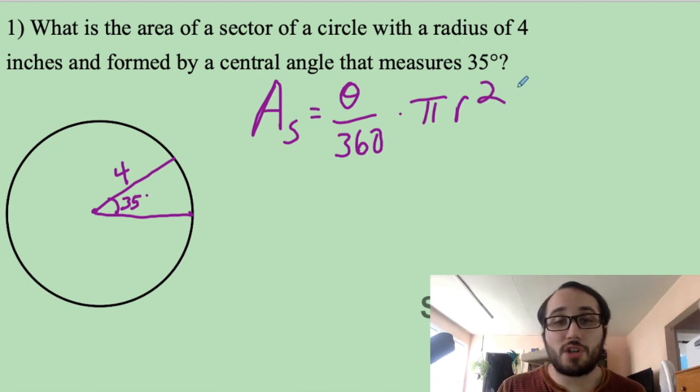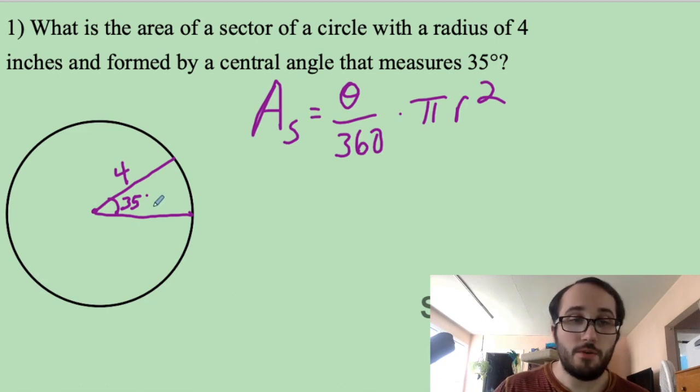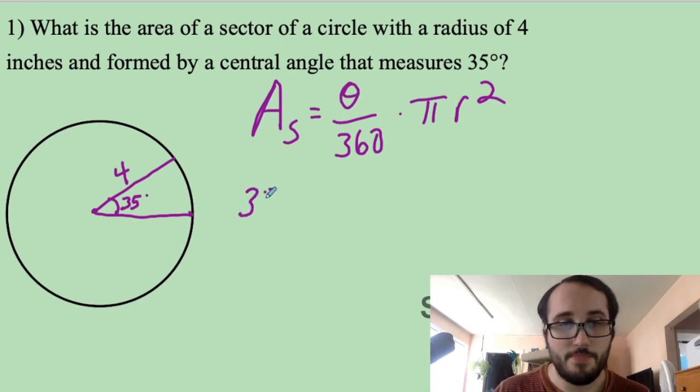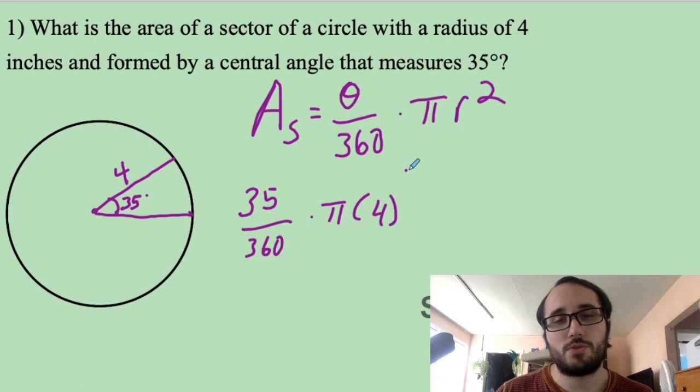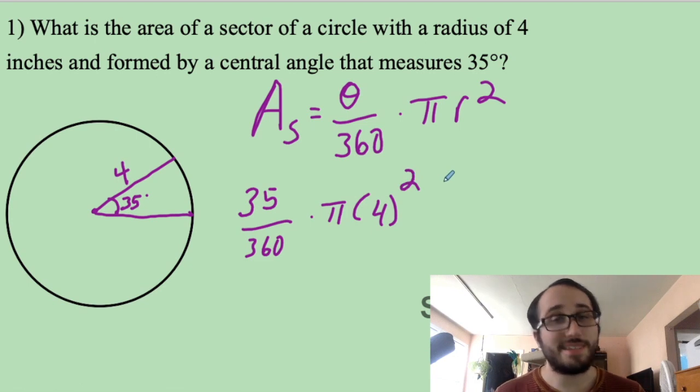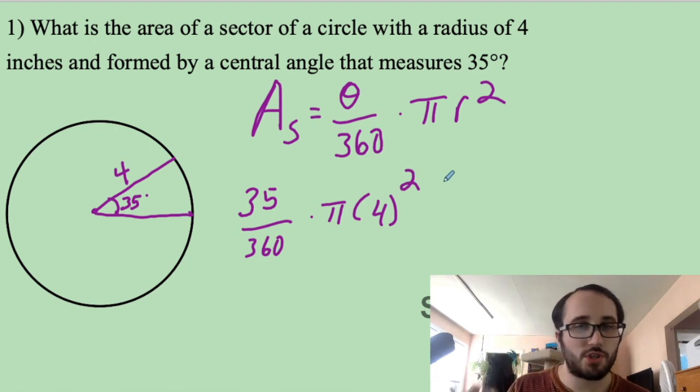Awesome. So here's our formula. We know we need to find the area of the sector, so now we're just going to substitute in the numbers that we know. We know what theta is. Theta is 35 over 360 times pi times the radius squared. Well, the radius is 4, so I'm going to put in 4 squared. Now, some of you might have written 16 because you just evaluated 4 squared in your head.